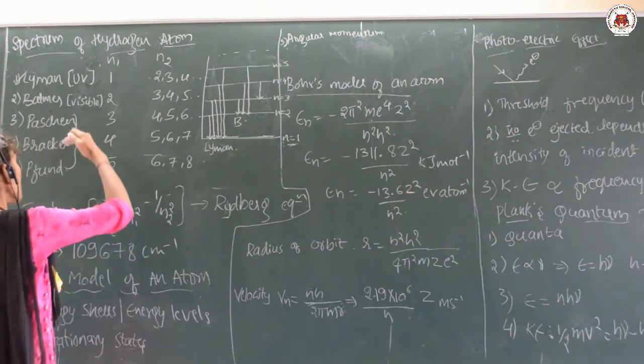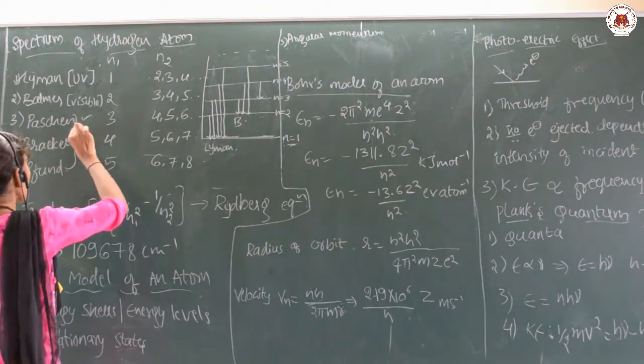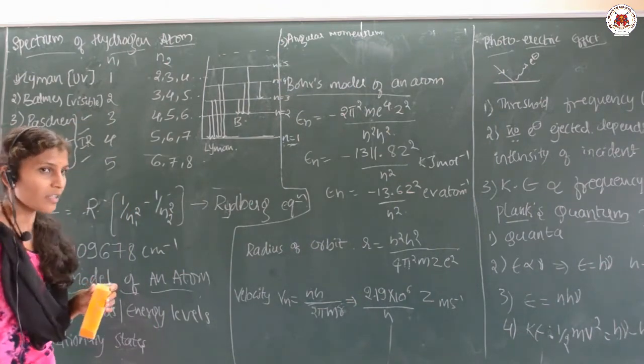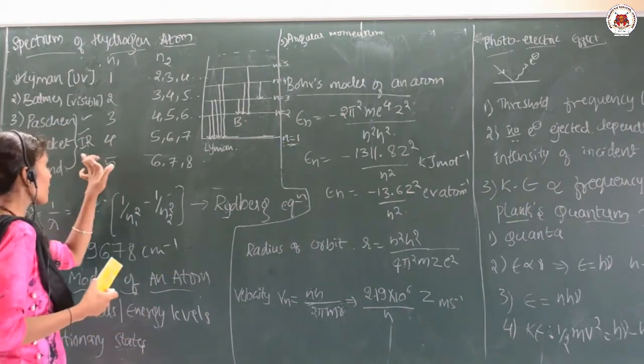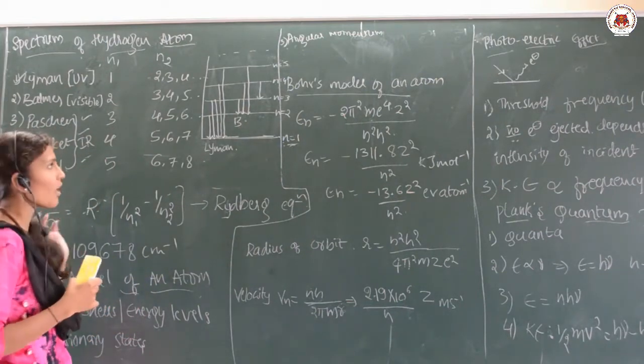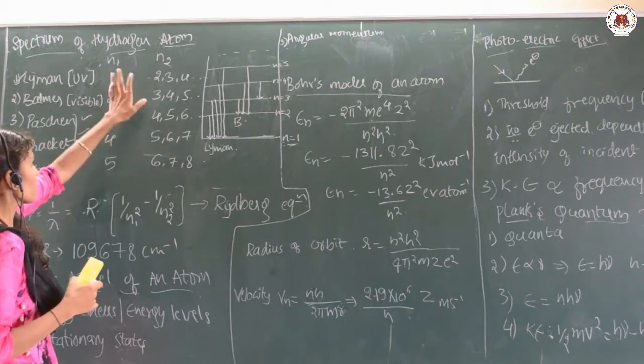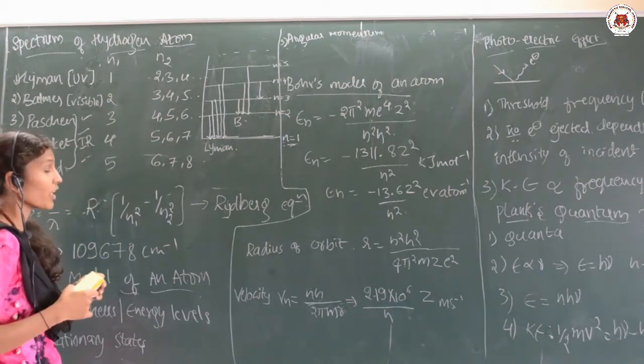These 3 series, Paschen, Brackett and Pfund, are in the infrared region. And these n1 and n2 values are very important.